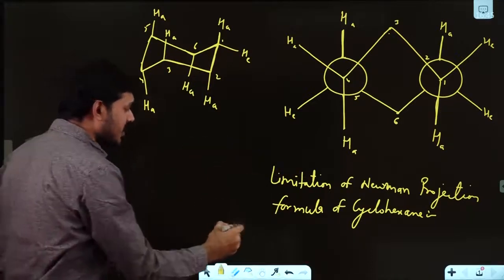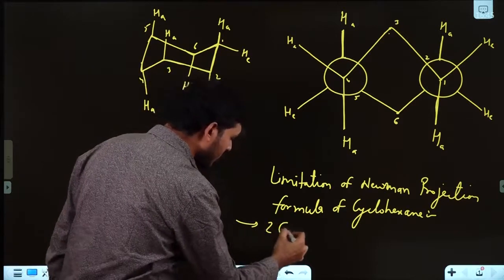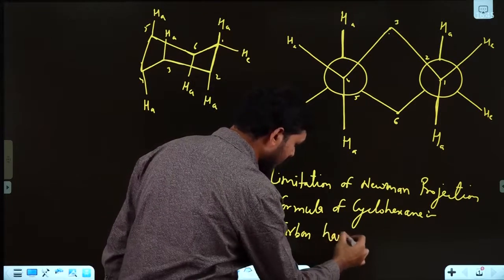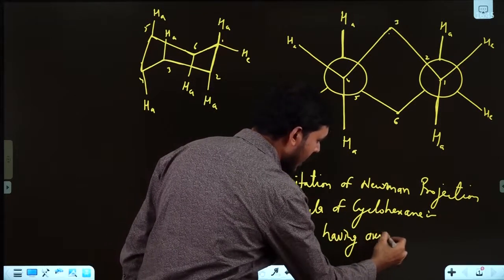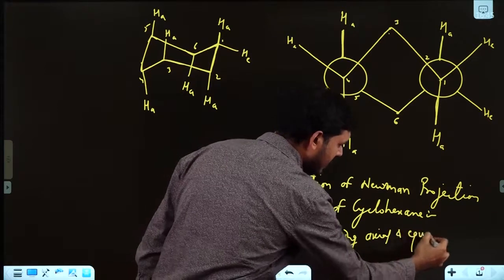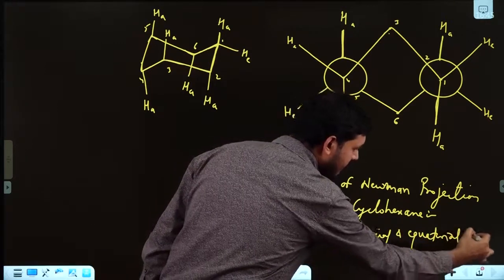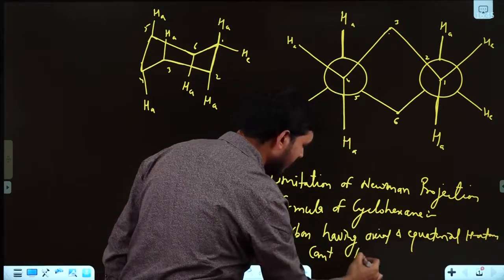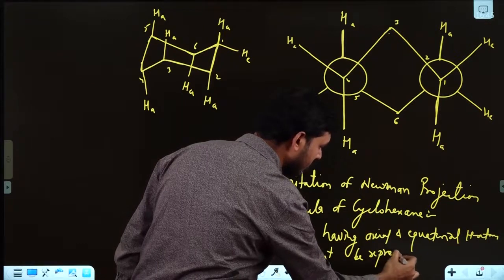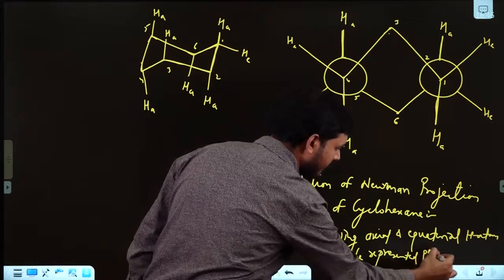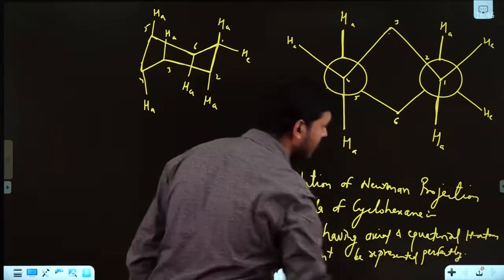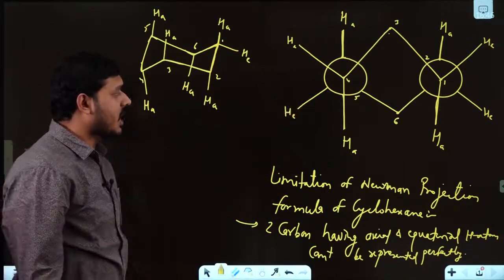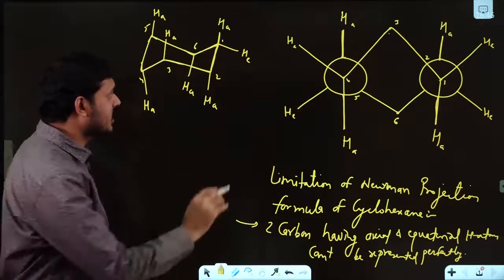Okay, so the limitation is: 2 carbons having axial and equatorial hydrogen atoms can't be represented perfectly. So in C3 and C6 we cannot represent perfectly these 2 hydrogen atoms in each case, right? So this is the limitation.